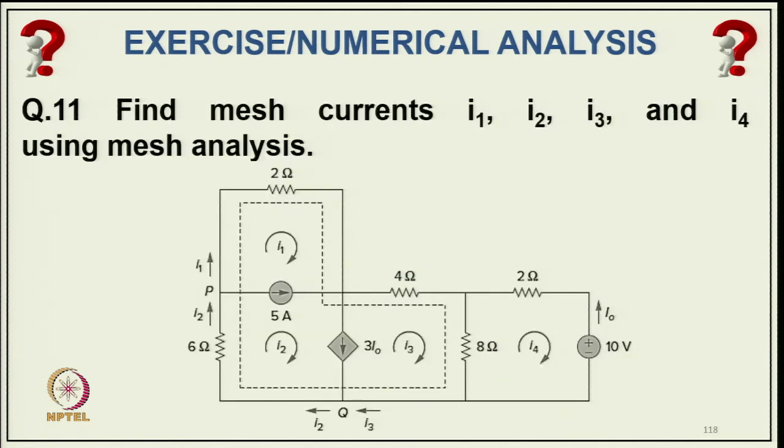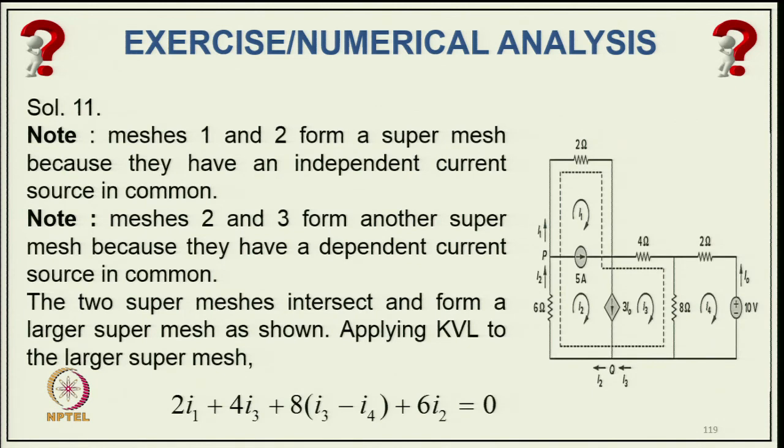Find the mesh currents I 1, I 2, I 3 and I 4 using mesh analysis in this network. Typically the mesh 1 and 2 form a super mesh because they have an independent current source in common, and mesh 2 and 3 form another super mesh because they have a dependent current source. The two super meshes intersect and form the larger super mesh as shown.